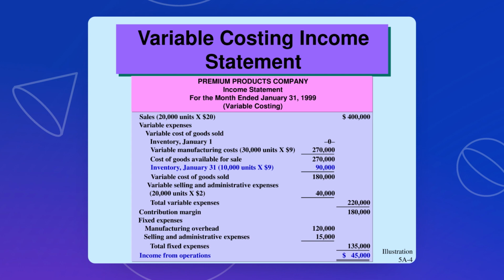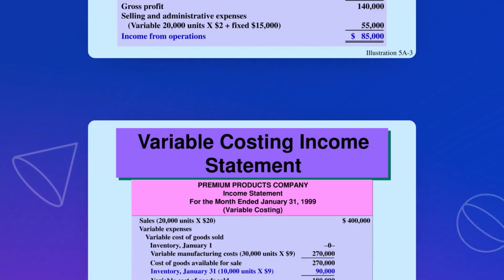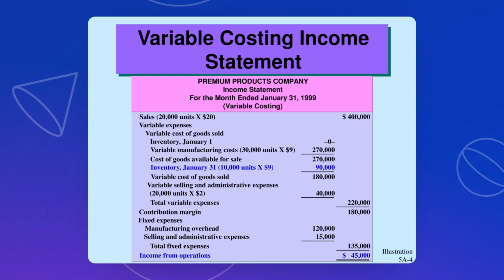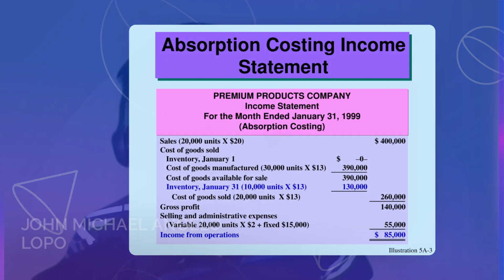Alright. So, 400 minus 220, you have 180,000 as part of your contribution margin. Fixed expense given yan, you have 120, and the selling and admin expenses of 15. So, 180 minus 135. How much would be your income from operations? 45. Tama ba that the difference is 40? Since you have an 85,000 in your absorption costing and also you have 45,000 in your variable costing, the difference is at 40,000. Again, how do we reconcile that one?